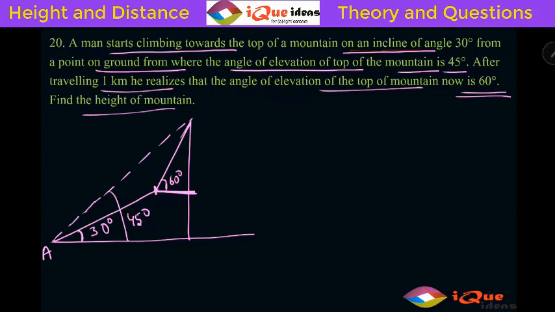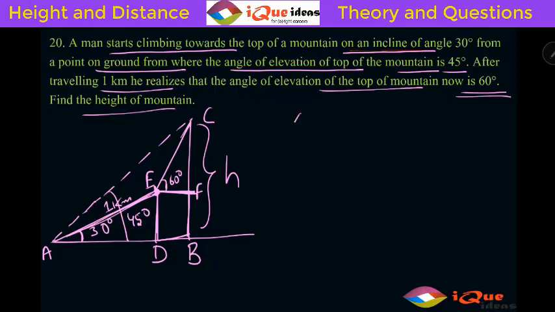Perfect. So this distance is 1 kilometer. This height is h. From this point, drop a perpendicular. So this will become a rectangle. Let's give some names. So A, B, C, D, E, and F. Now there are many ways of doing this question.